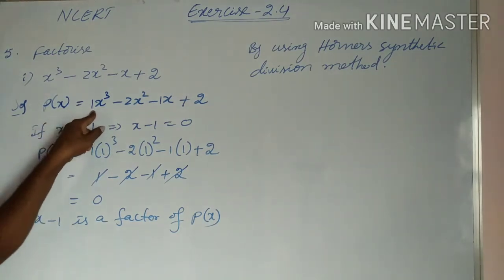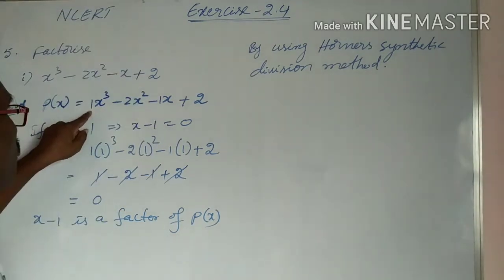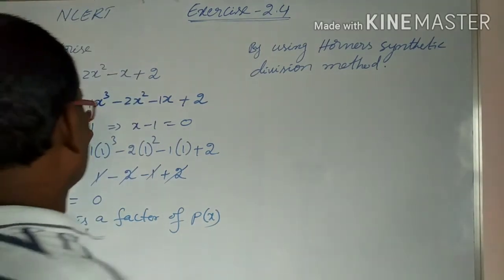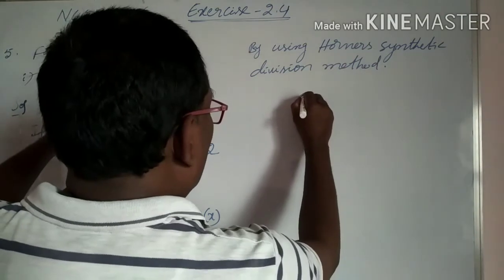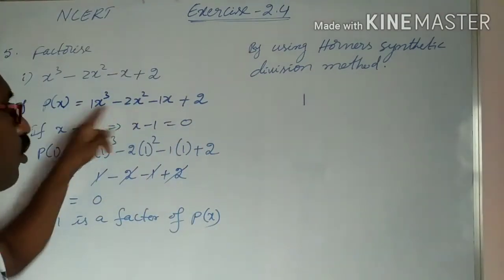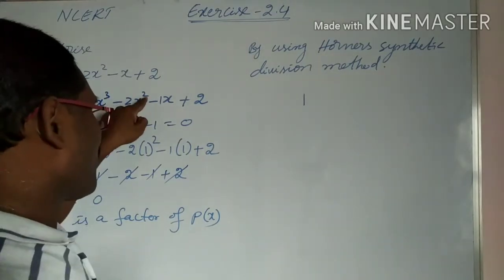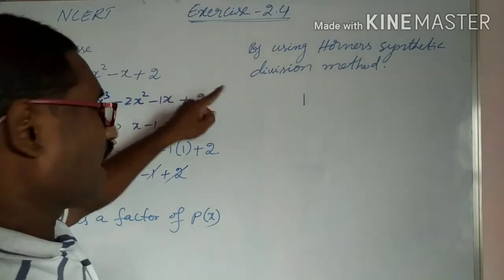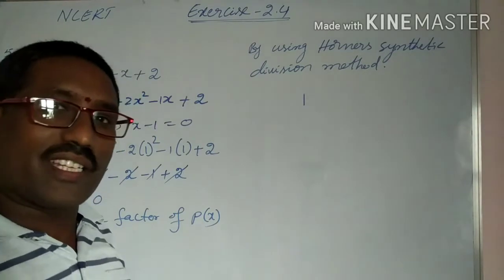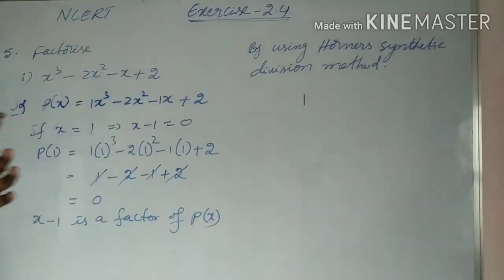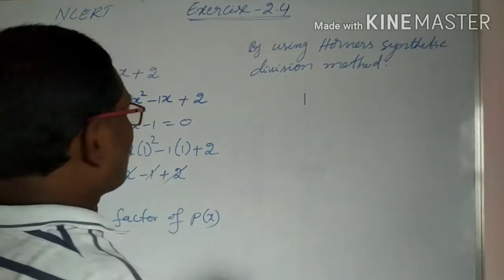Write all the coefficients. X cube coefficient, what is that? Here 1. Write 1. Compulsory order: third degree, after that second degree, next first degree. Like that order is compulsory, descending, from highest power to least power. That is compulsory. See here 1.